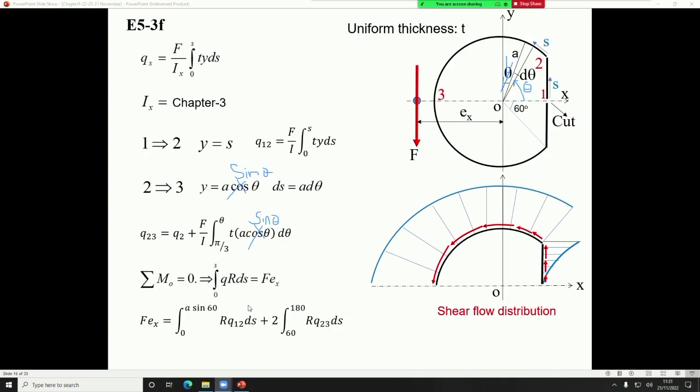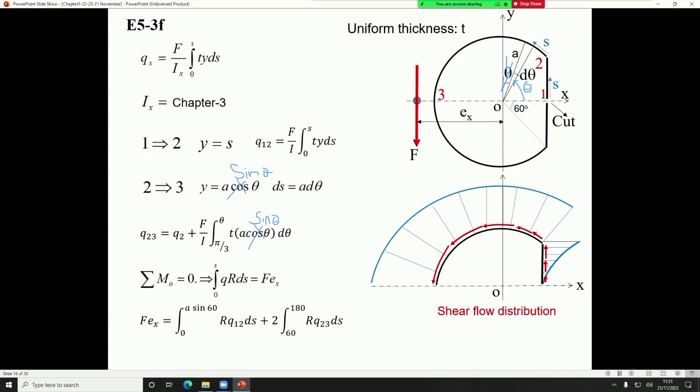And then you find the summation of the forces or moment with respect to a point. Obviously, point O is the best candidate. And then just look at the limits here. At S equal to 0, the upper part is equal to A sine of 60 degrees, which is this height. So this is the upper part of S. And then here, it changes between 60 and 180 degrees, if I assume theta starts from the x-axis in the anticlockwise direction.